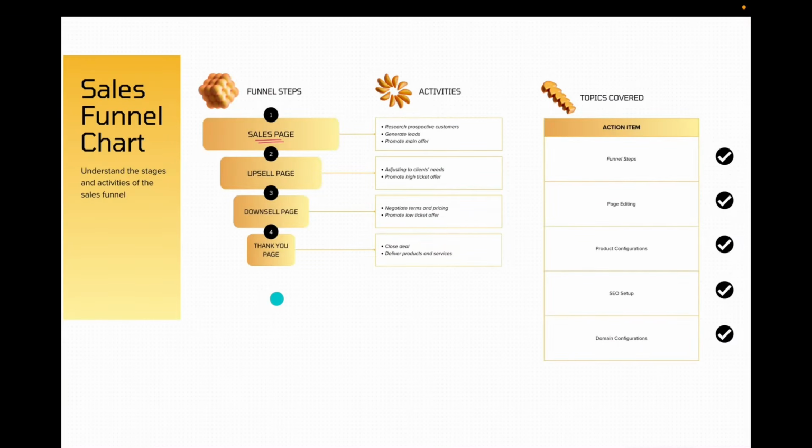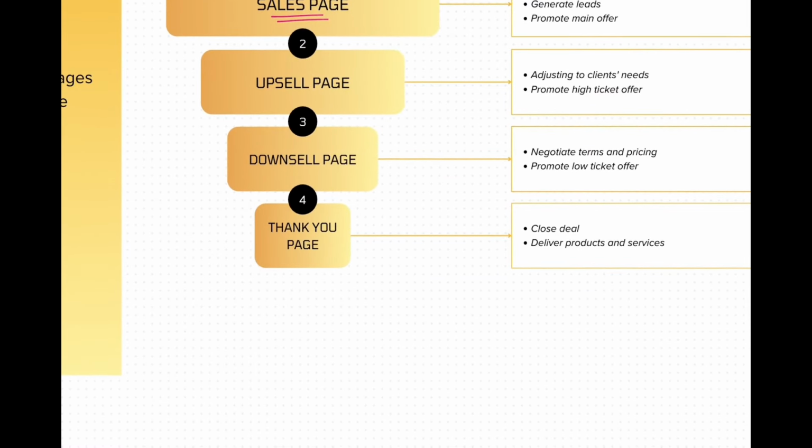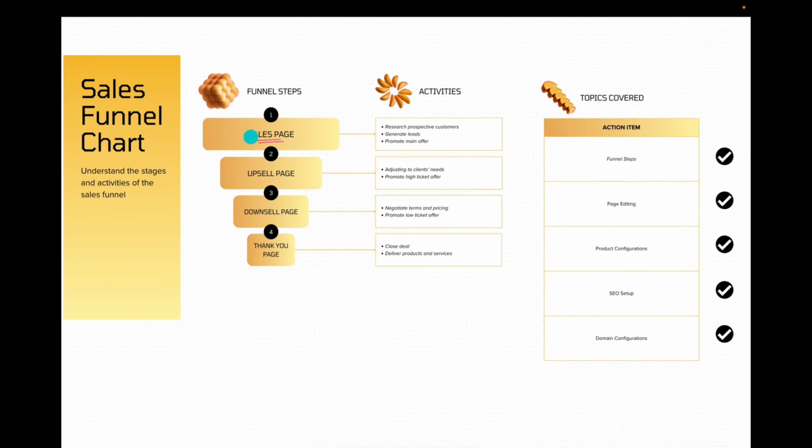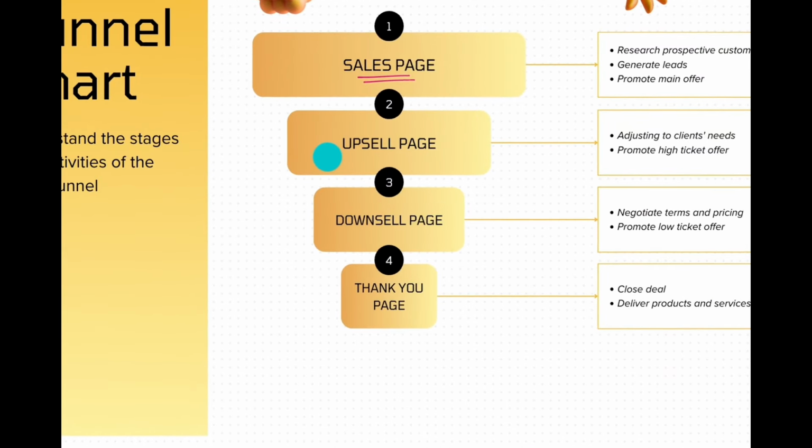Alright guys, in this video we've covered the important funnel steps you need to have an automated sales funnel page, and talked about page editing, product configurations, SEO setup, as well as domain configurations. Your audience will have the option to purchase your main offer and your high ticket offer, and they would also have the opportunity to purchase your low ticket offer if they decline your upsell page.